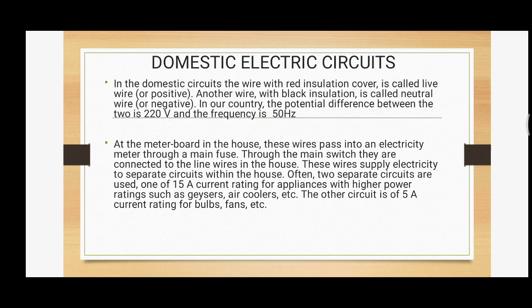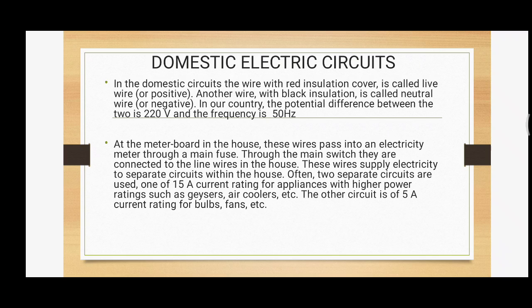And there is another wire, which might be green in color, that is the earth wire. So three wires will be there in household wiring. The red wire carries the live or phase line, the black wire carries the neutral line, and the green colored wire is for the earthing.